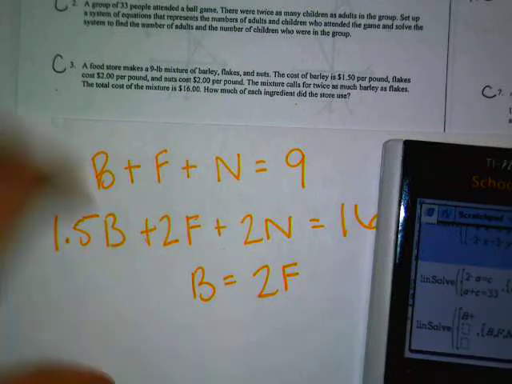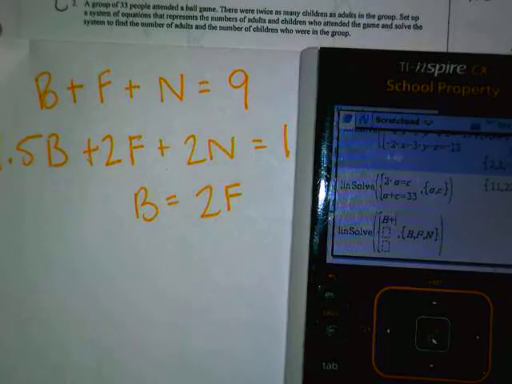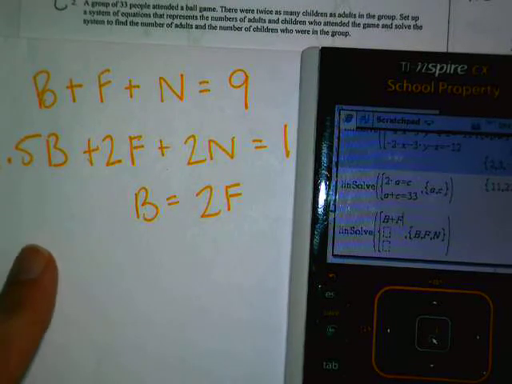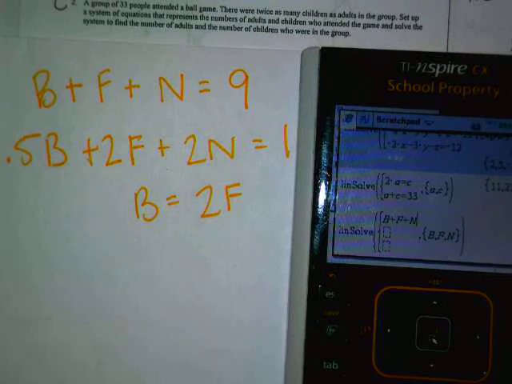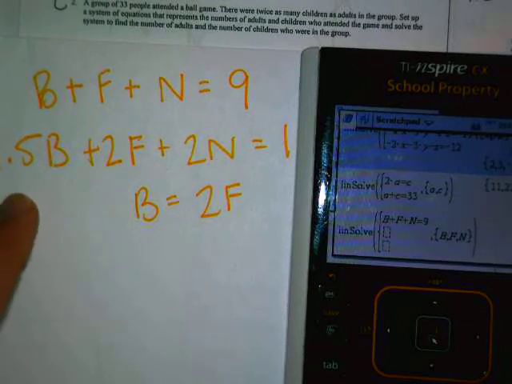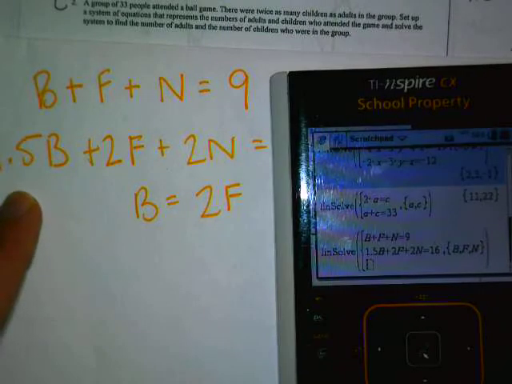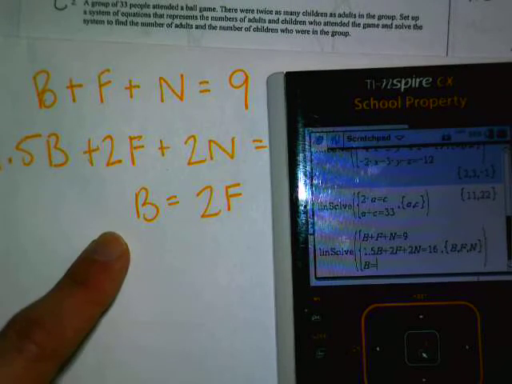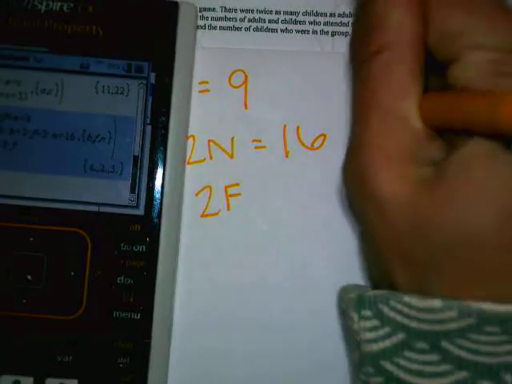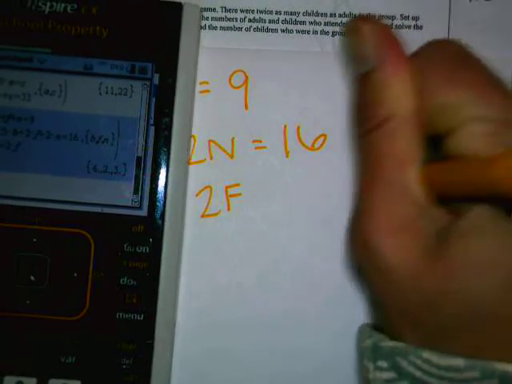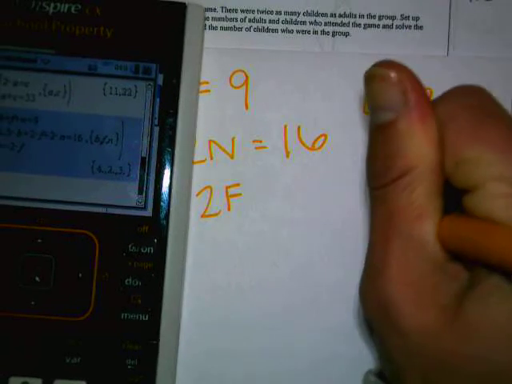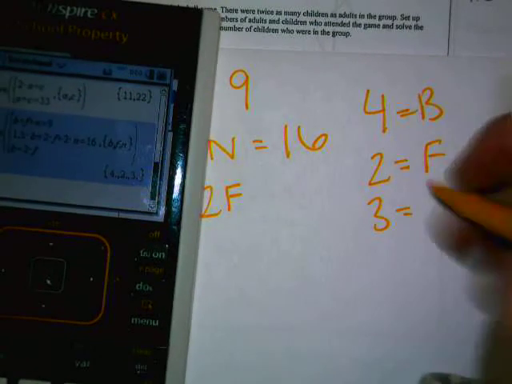B plus, oh, sorry, you can't see that. B plus F plus N equals 9. 1.5B plus 2F plus 2N equals 16. And B equals 2F. Hit enter, and so I have 4 pounds of barley, 2 pounds of flakes, and 3 pounds of nuts.